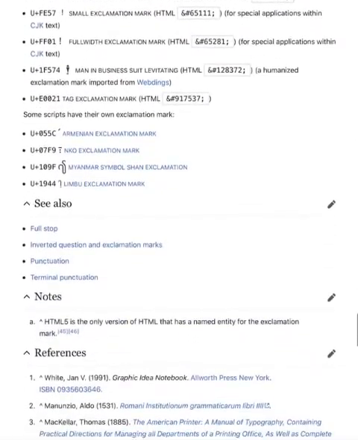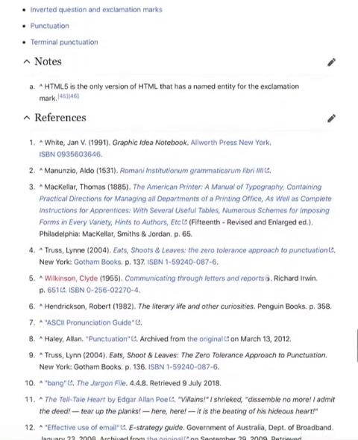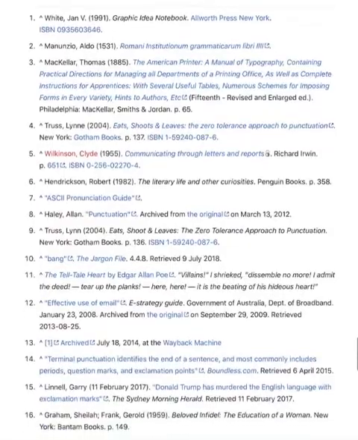And I cannot read all this, and here are the references. And that's it for the exclamation mark.